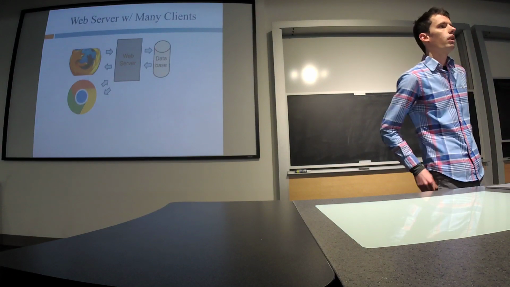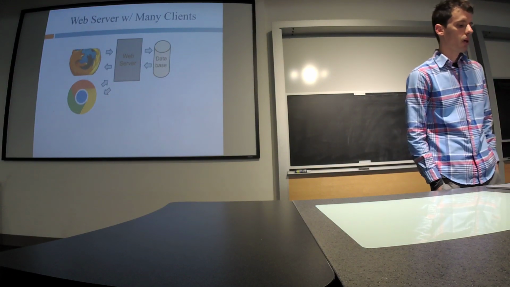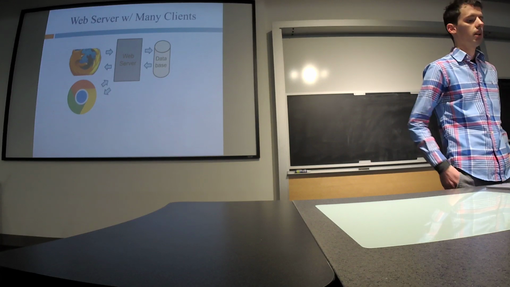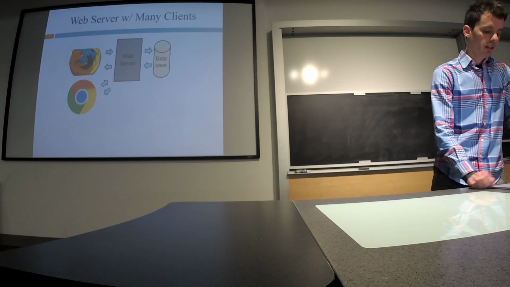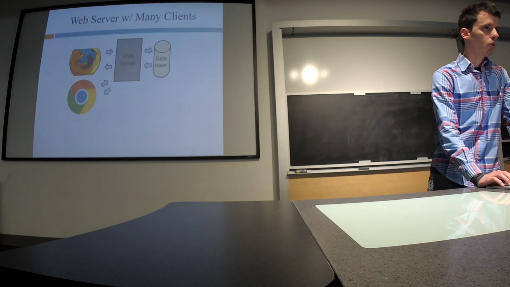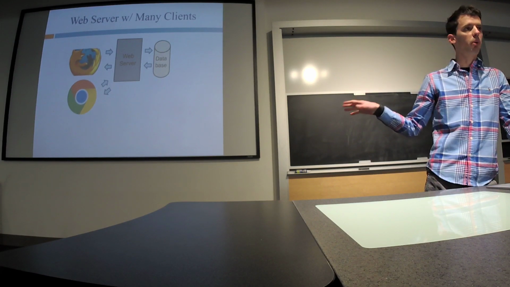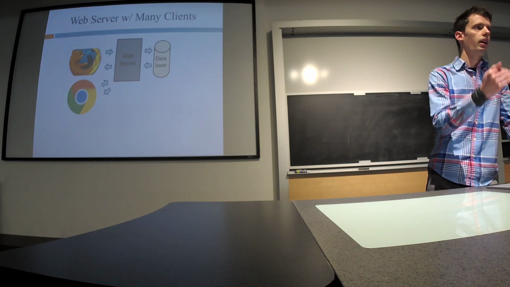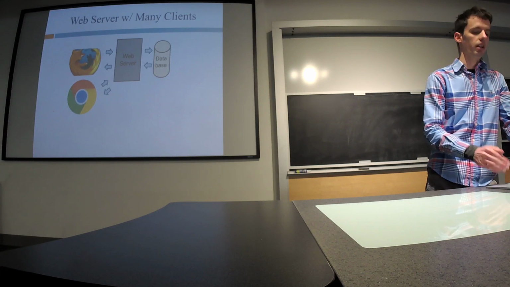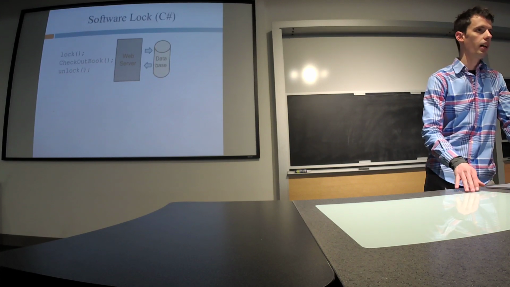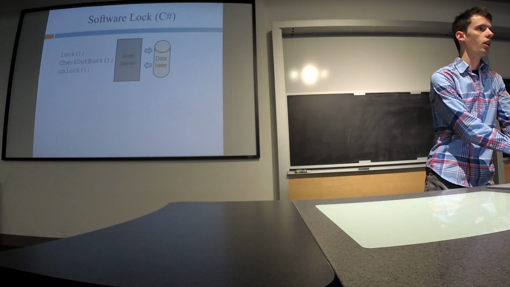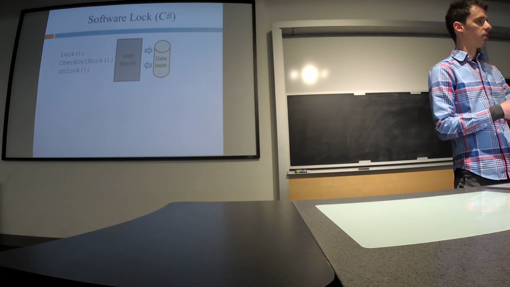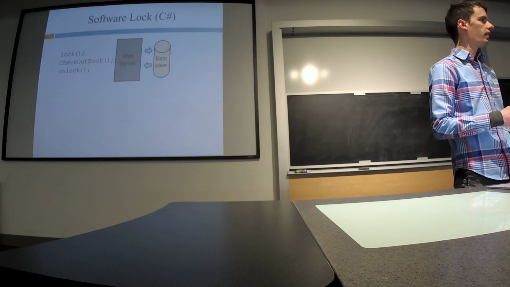Okay, so back to this question of how do we handle concurrency between clients in a web server. Well, it turns out all we really need to do to solve this problem, like check number of copies available, if it's enough, then check out the book, is this software lock in C#. I could just put a lock around my entire controller. Lock, check out book, unlock.